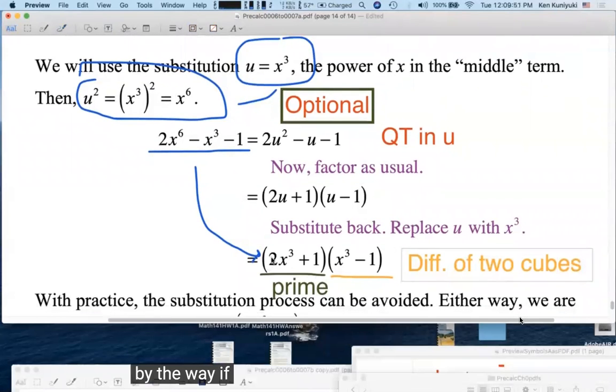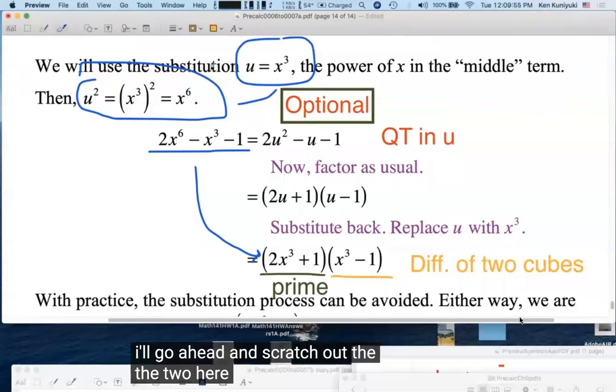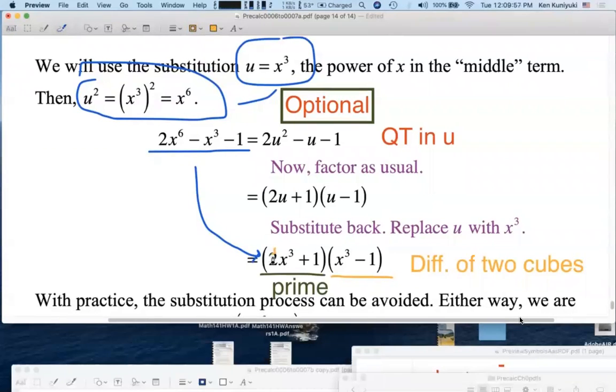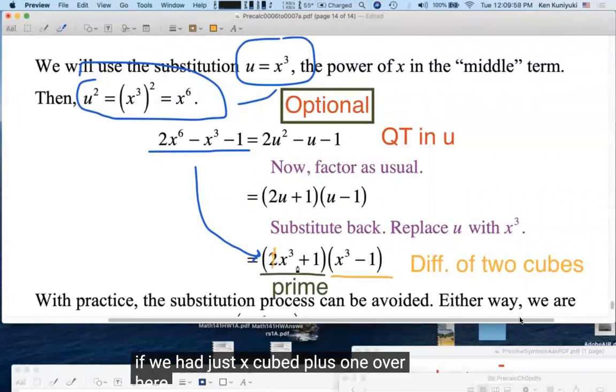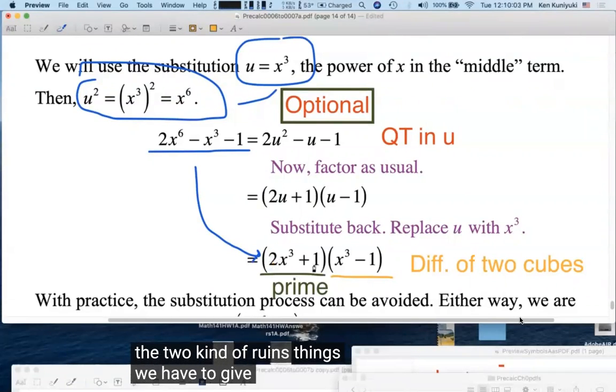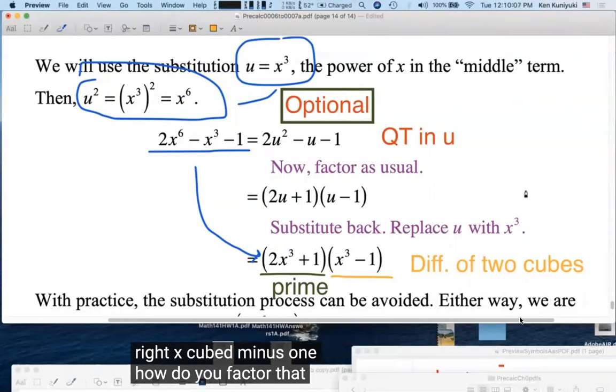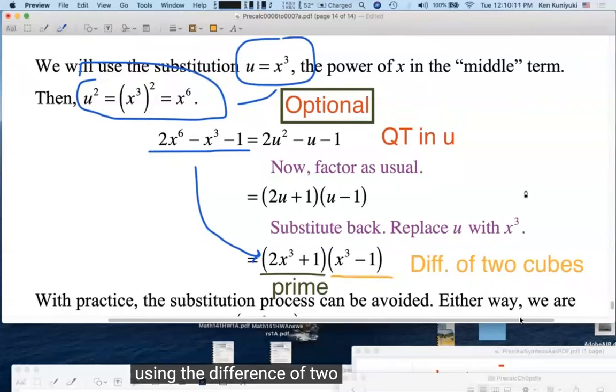By the way, if I cover up the 2 here, if we had just x cubed plus 1, we could factor that as well. But the 2 kind of ruins things. We have to give up. That's prime. All right, x cubed minus 1. How do you factor that using the difference of 2 cubes rule? I'll give you 15 seconds to remember it.